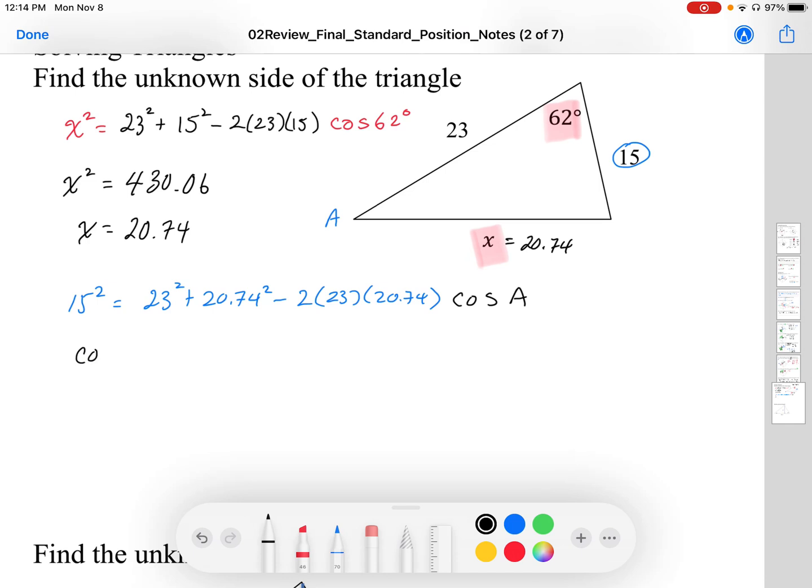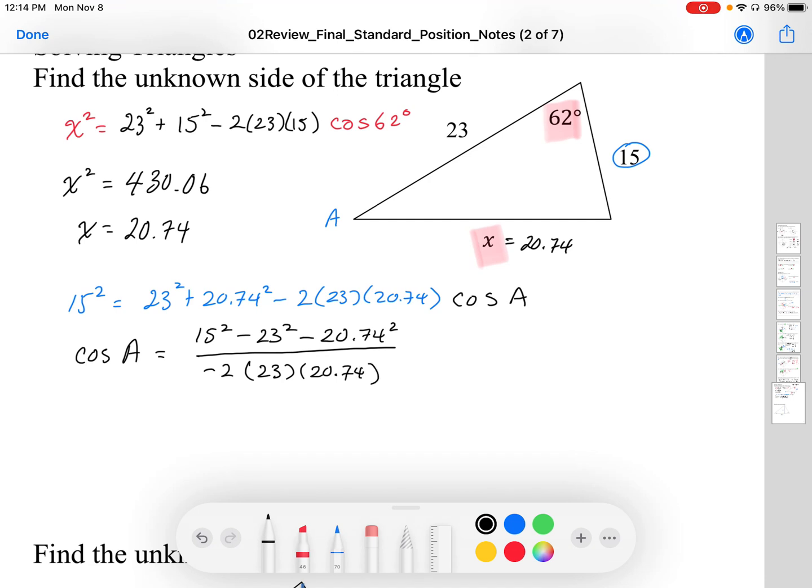We can then solve for the cosine value. So we want to rearrange this. So we get cosine A is equal to 15 squared minus 23 squared minus 20.74 squared. And then to solve for cosine, we need to get rid of the times, and we're going to do that with the divide. That's going to be divide by -2, divide by 23, divide by 20.74.